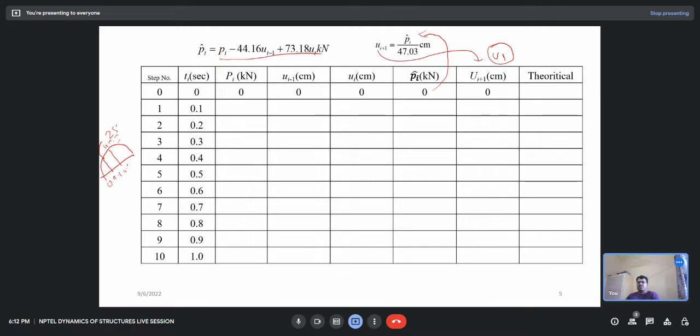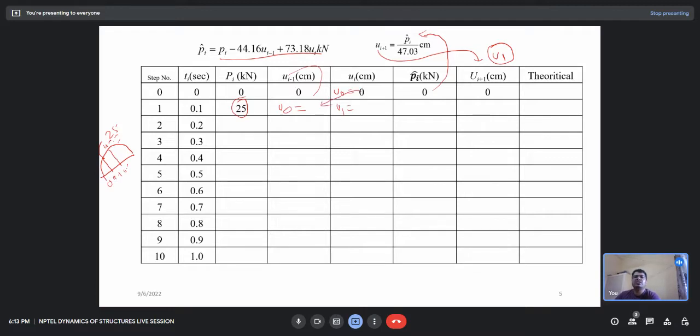Now for the first step, i is equal to 1. For i equal to 1, my p1 from the half sine pulse, as I said, at delta t equal to 0.1, is 25. Now for the ith step, for u1, that term becomes u0. Here I will find u0. What will be my u0? For the first step, that will be u1. What is my u1? So what is my u0? This is the u0 here.